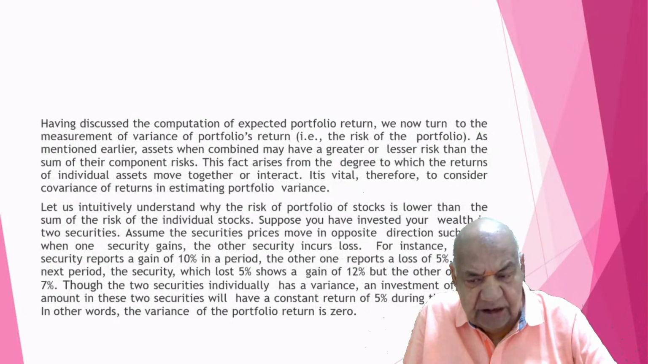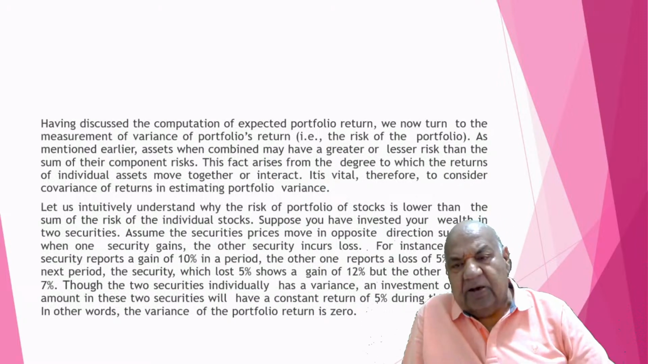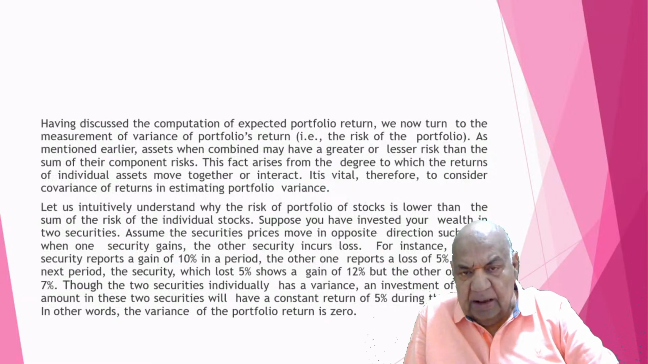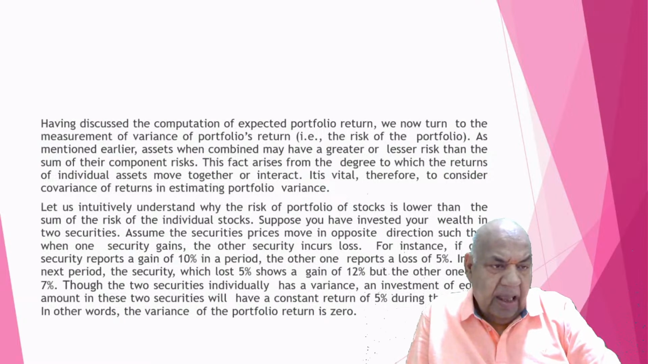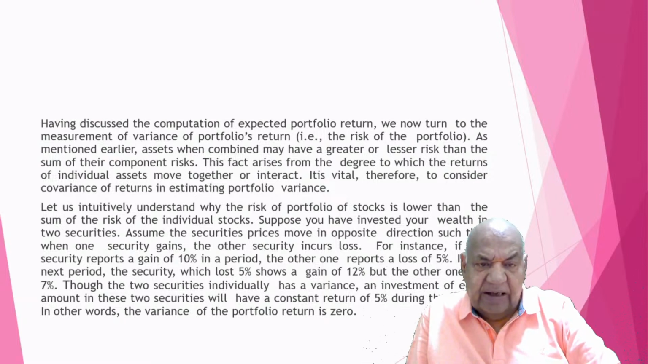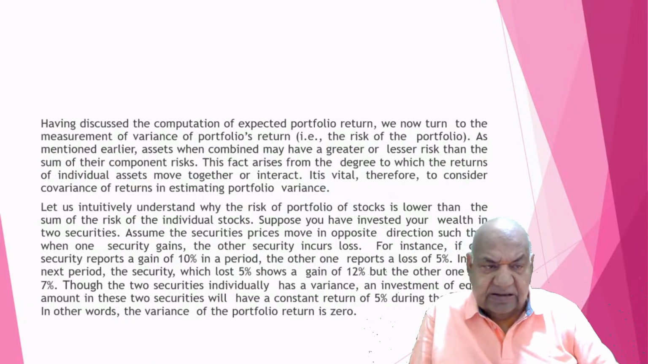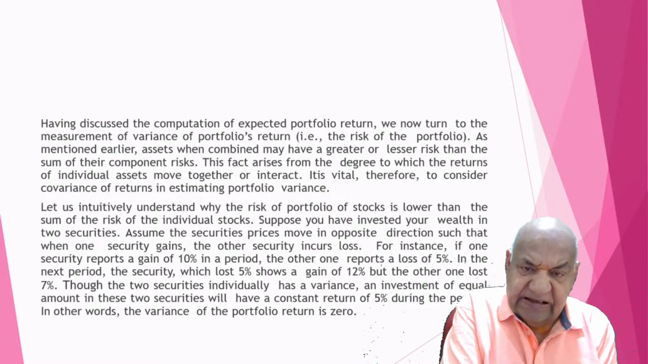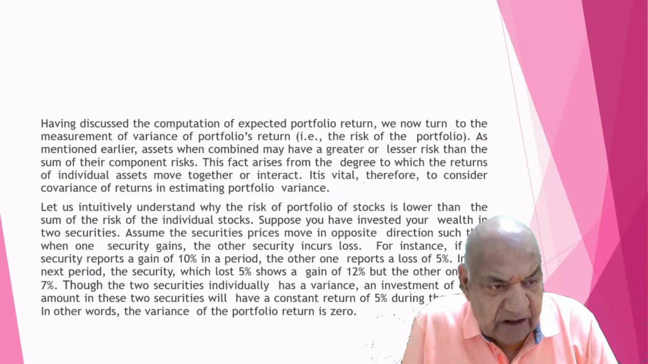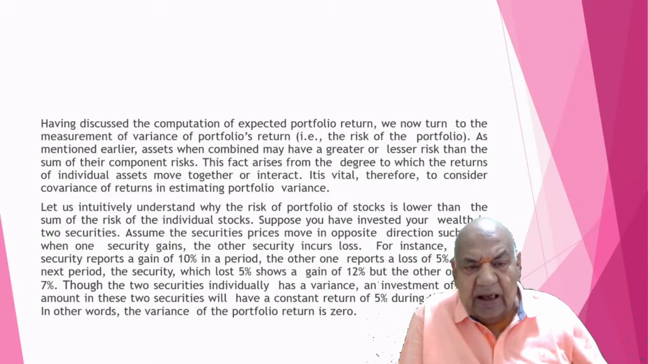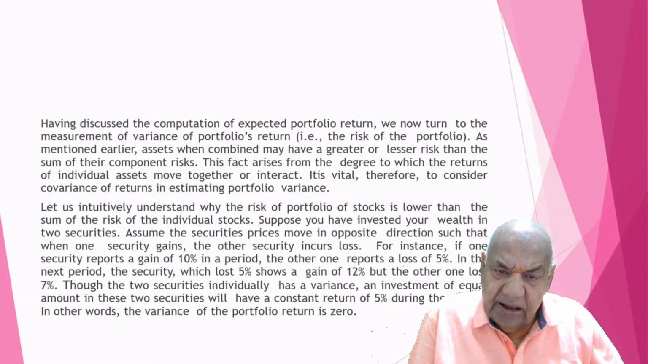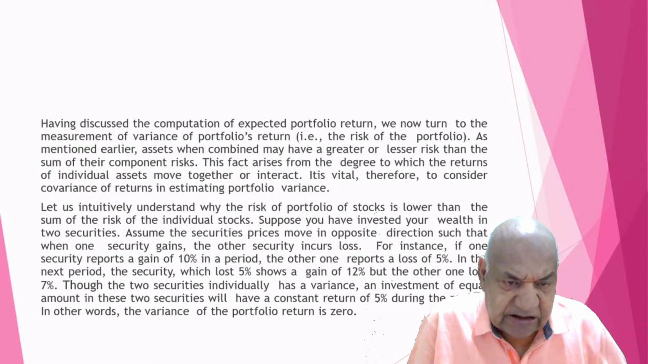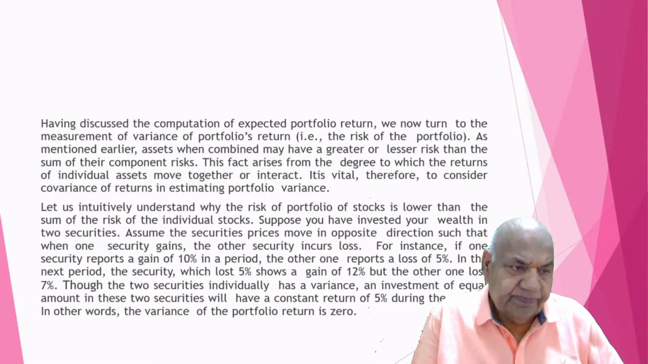Having discussed the computation of expected portfolio return, we now turn to the measurement of variance of the portfolio's return. That is the risk of the portfolio. As mentioned earlier, assets when combined may have a greater or lesser risk than the sum of their component risk. This fact arises from the degree to which the returns of individual assets move together or interact. It is vital, therefore, to consider covariance of returns in estimating portfolio variance.